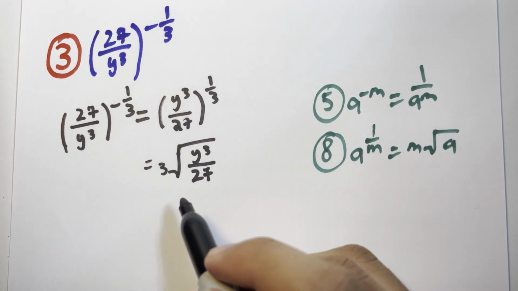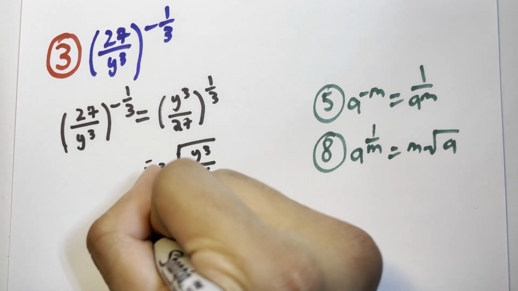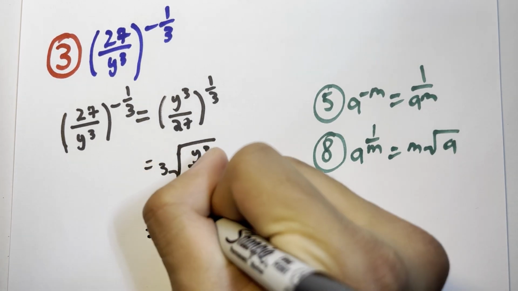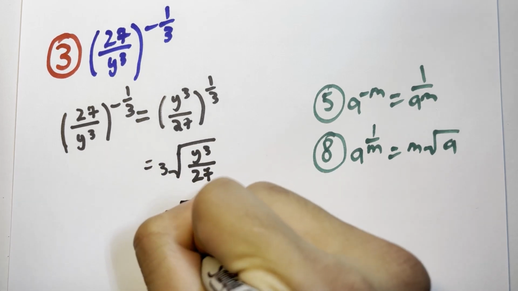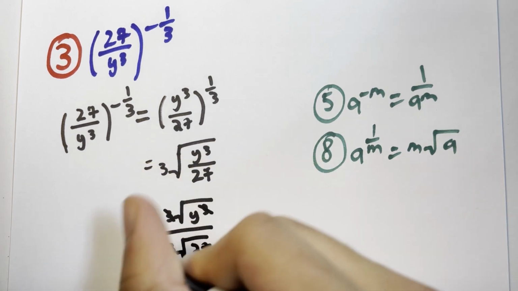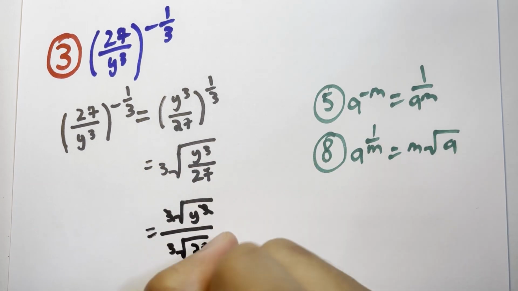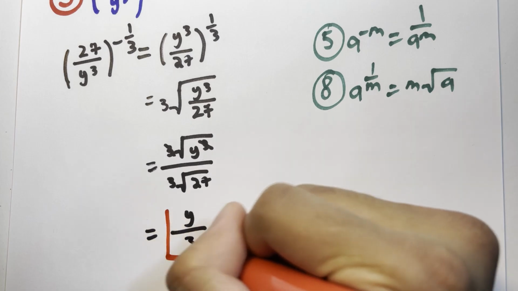To evaluate a cube root, you take the cube root of the numerator and then the cube root of the denominator separately. So this is equal to the cube root of y cubed over the cube root of 27. The cube inside the cube root cancels out, so this is just equal to y, and the cube root of 27 is equal to 3. So this is our final answer.